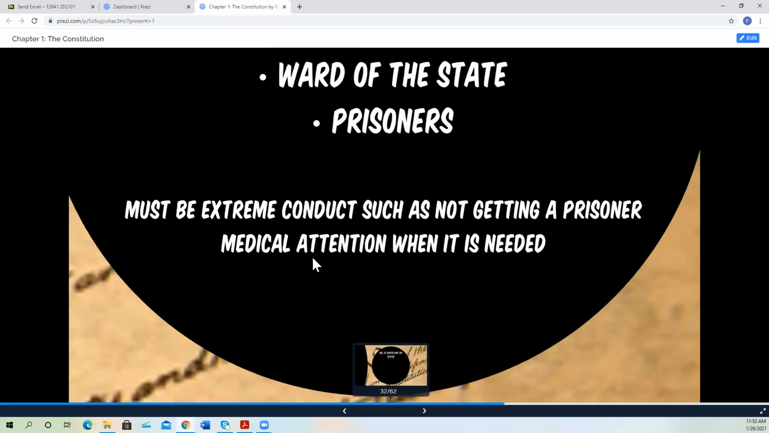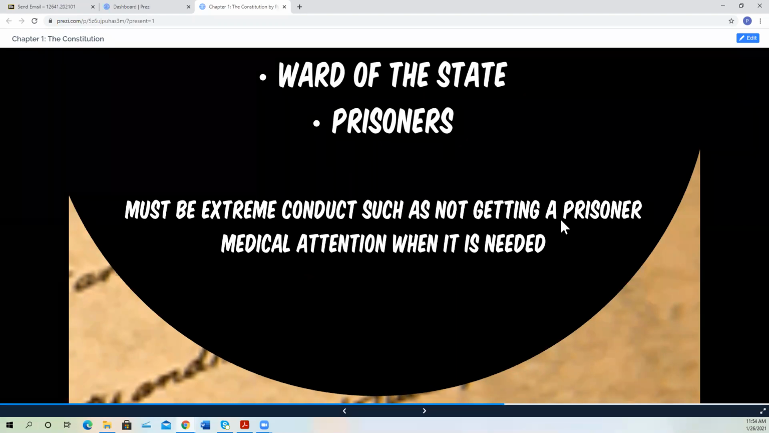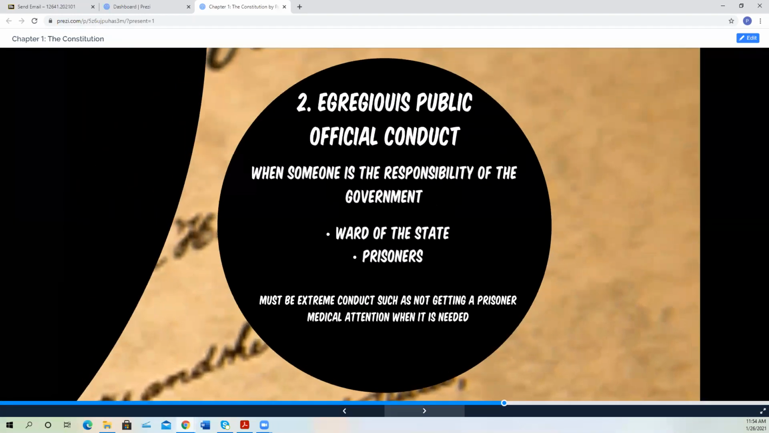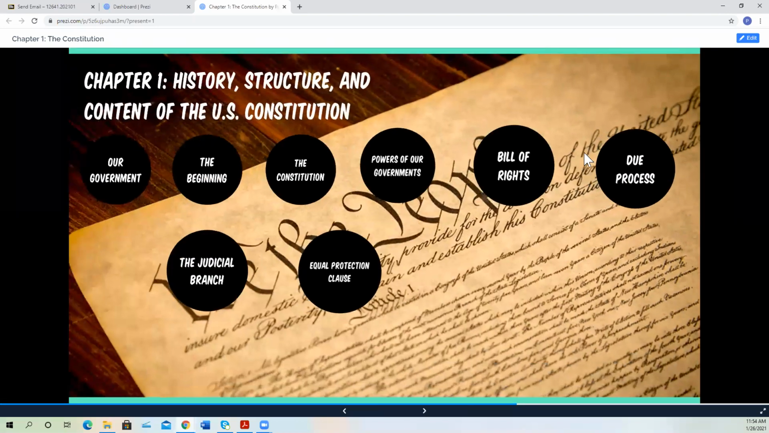For example, such as not getting a prisoner medical attention when it's needed. So it must be extreme conduct. So if there is a prisoner in their custody and he's having a heart attack and they stand there and don't do anything, they have violated his substantive due process. That's extreme conduct because he was in their custody. He was a ward of the state. Therefore, they needed to provide him with due process and they failed to do so. So that's due process. And that's under the 14th Amendment.